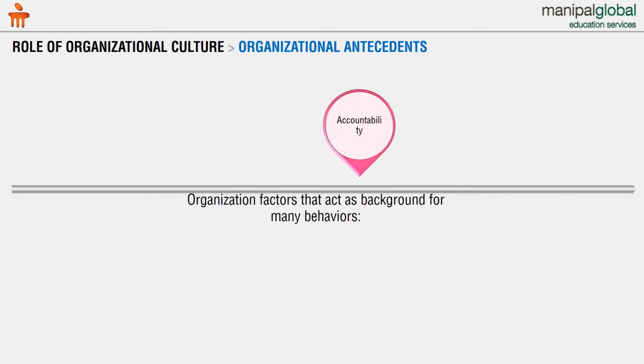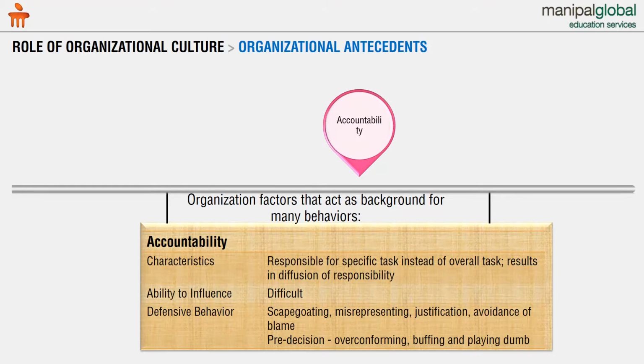When you talk about accountability, though it is also part of the culture, the defensive behaviors people resort to in organizations are scapegoating, misrepresenting, justification and avoidance of blame, because the persons who are accountable for decisions are also responsible for the outcomes. Most of the time, in pre-decisions, they overconform. They prepare as much documentation as necessary, like buffering, and sometimes they play dumb. So this is the problem with some of the defensive behaviors and some of the antecedents which are there in organizations.